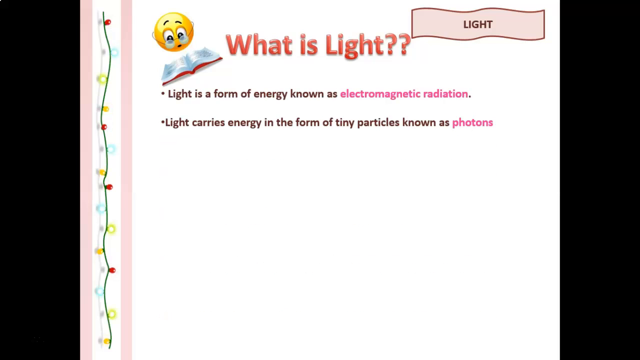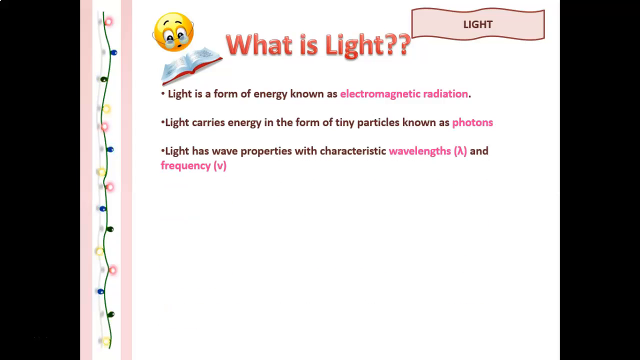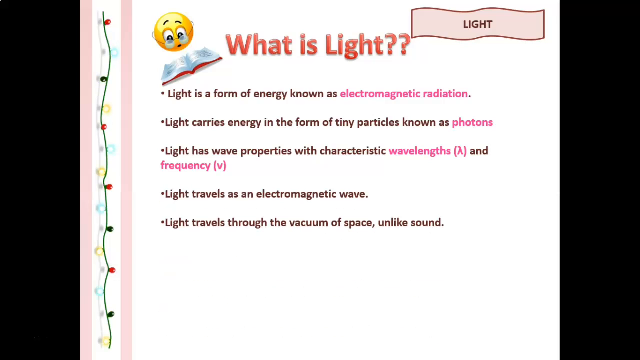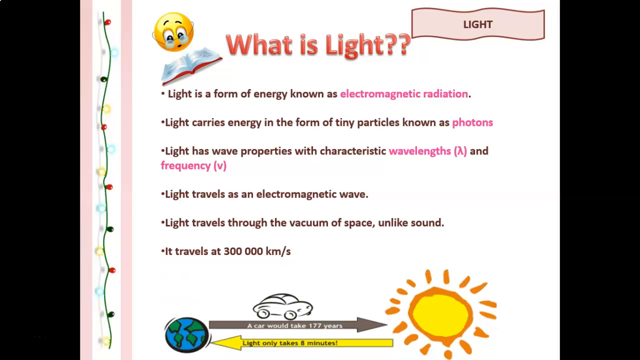So again, what is light? Light is a form of energy known as electromagnetic radiation. In spectroscopy, we use light. Light carries energy in the form of tiny particles known as photons. And light has wave properties, with characteristic wavelength and frequency. Light travels as an electromagnetic wave, and light travels through the vacuum of space, unlike sound. It travels at 300,000 km per second. A car would take 177 years to travel the distance that light covers in only 8 minutes.